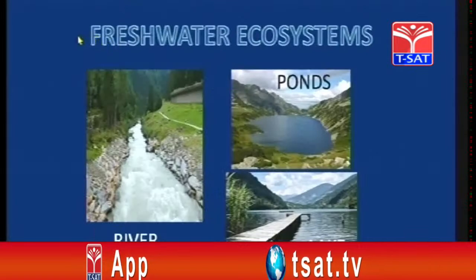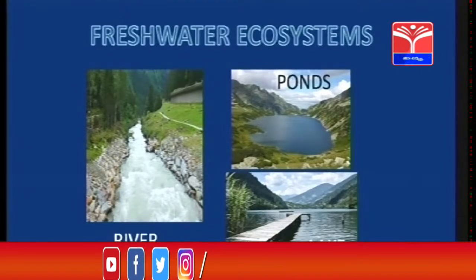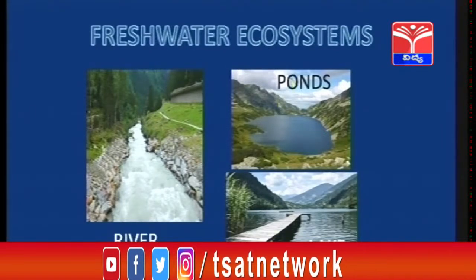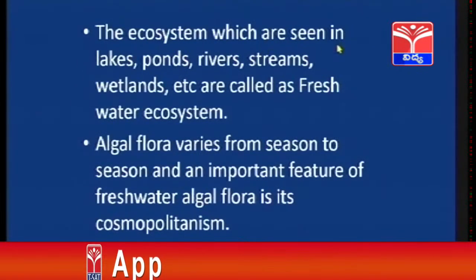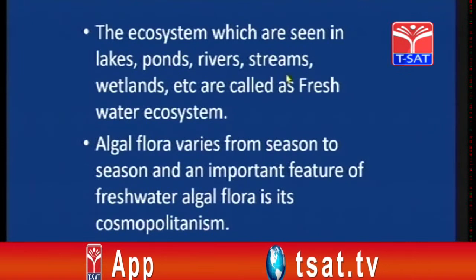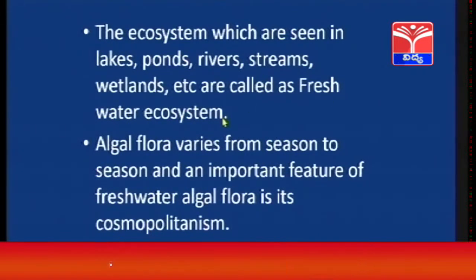So next is the freshwater ecosystem. Children, till now we have seen the marine ecosystem. So let's see the freshwater ecosystem, that is rivers, ponds and lakes. The ecosystems which are seen in lakes, ponds, rivers, streams, wetlands, etc. are called freshwater ecosystems.